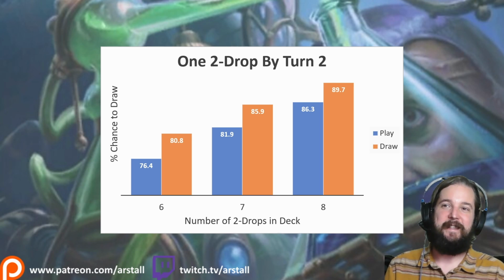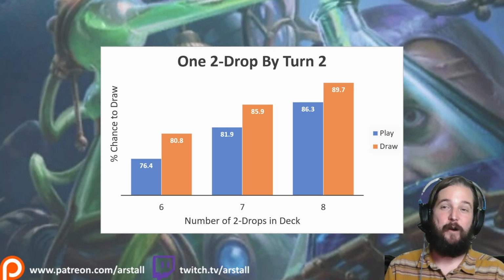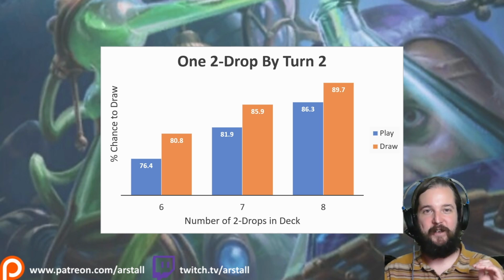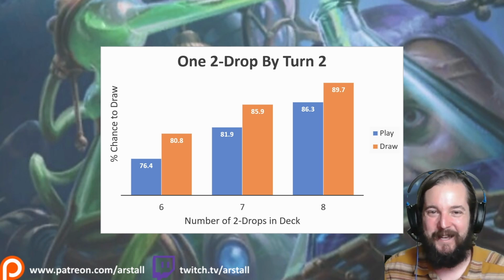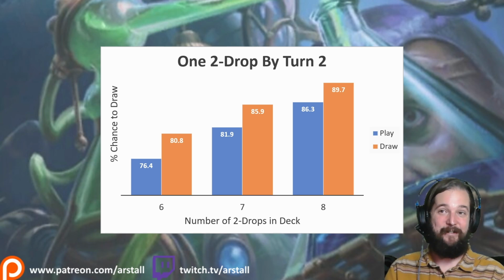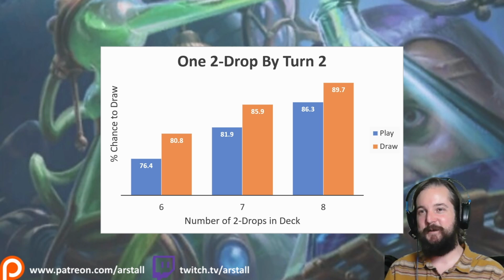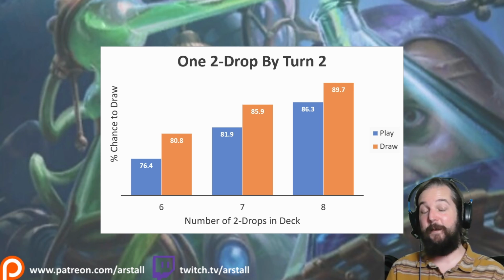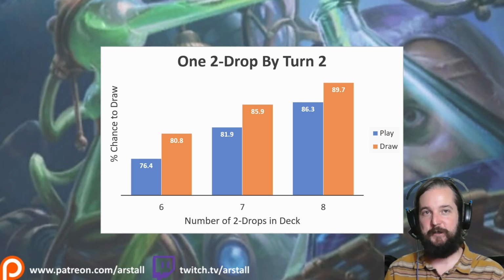So 6 is the bare minimum amount of 2-drops that you want to run, and that will not give you the 80% cutoff level. That will give you 76.4% when you're on the play. So you really want to hit 7 2-drops. This ensures that 80% of the time, regardless of whether you are on the play or the draw, you can hit a 2-drop on turn 2.